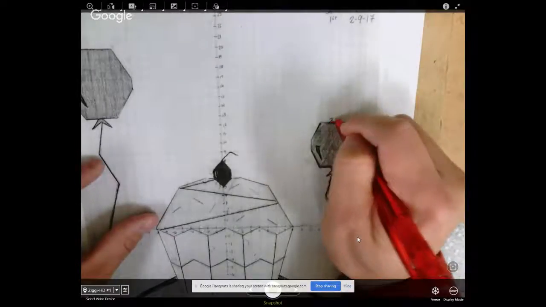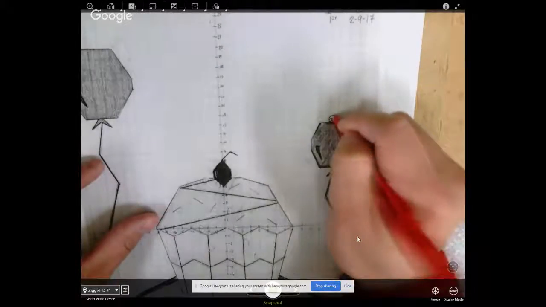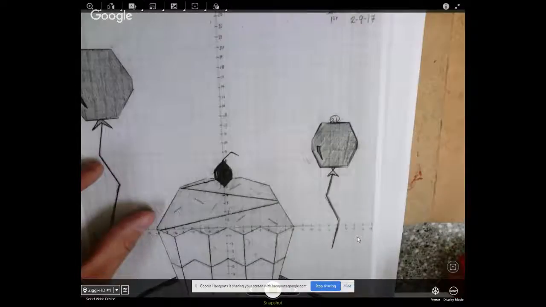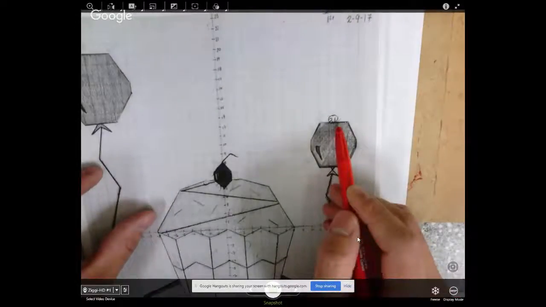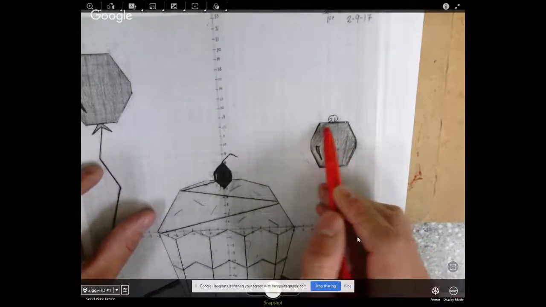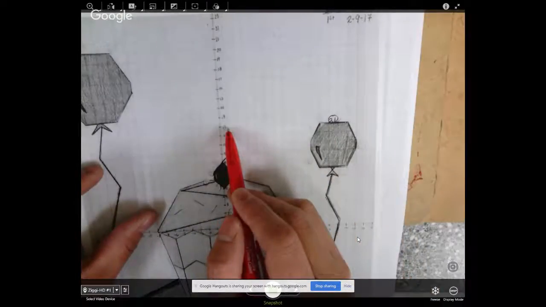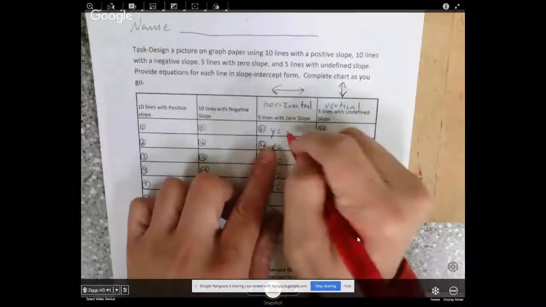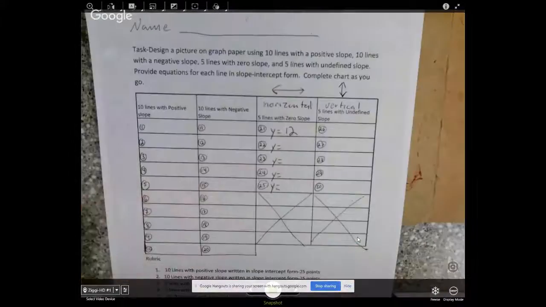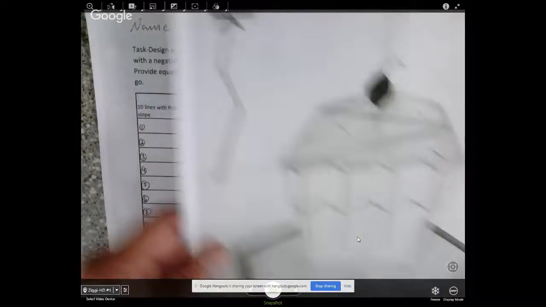All right, so line 21, the equation is y equals, and if I follow this line here, it goes to y equals 12. So y equals 12 for number 21. All right, I'm going to do another one. I see another one right here. Here's another horizontal line. So I'll call this one 22.